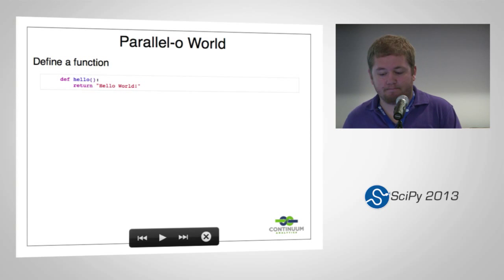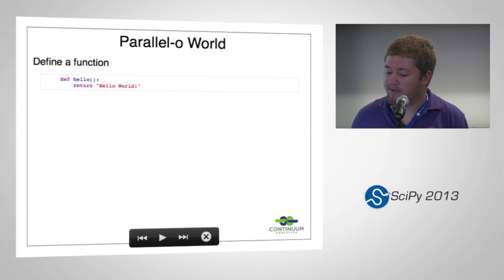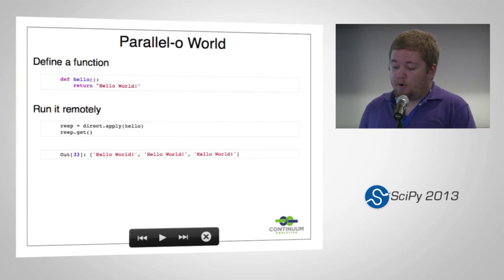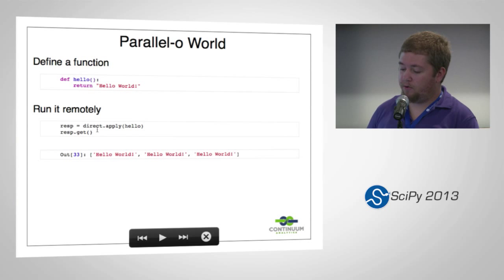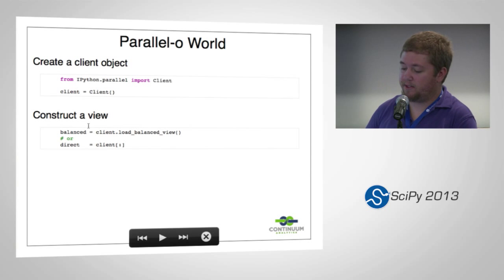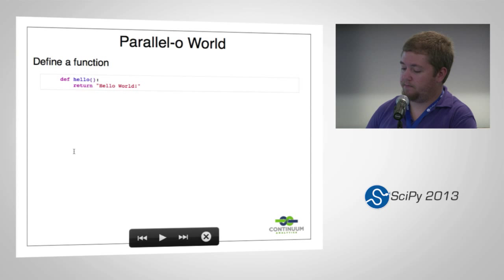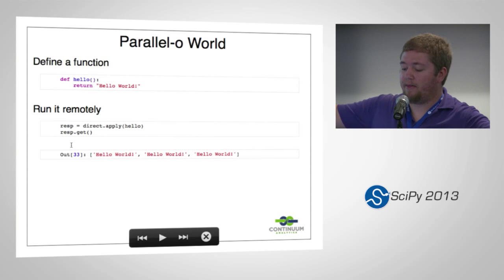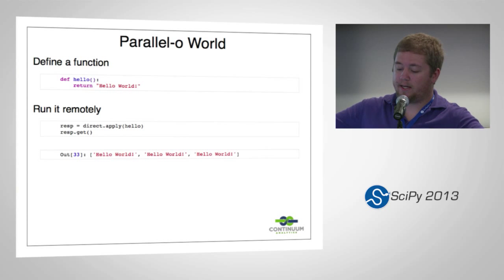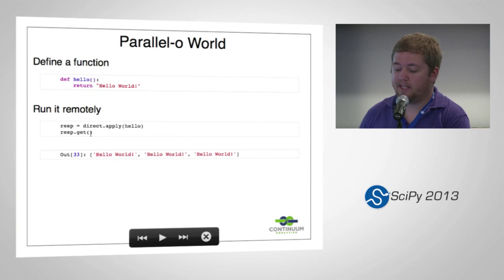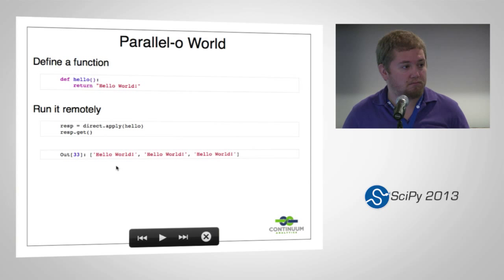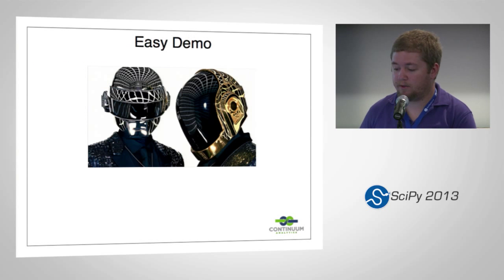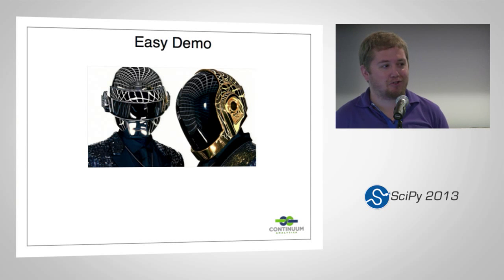Then we define a function. This is a pretty typical one. And we run it remotely. So if you recall, direct was the name of my direct view. And we'll just apply that, and it'll apply that to the nodes. And then this is an asynchronous call. It's not blocking, so we'll need to do a get on that response. And then if we looked at the output, this is what we'd get. Okay? Pretty simple.